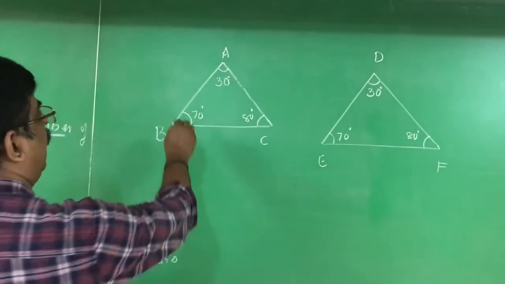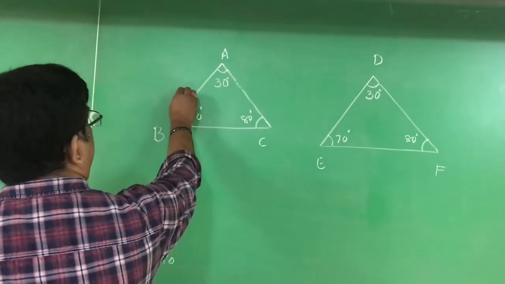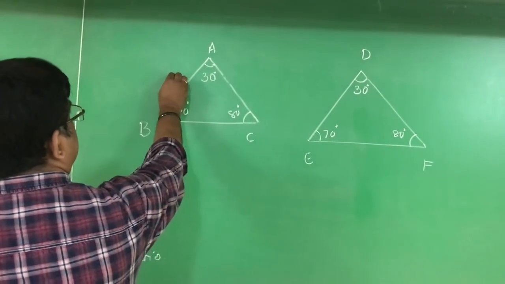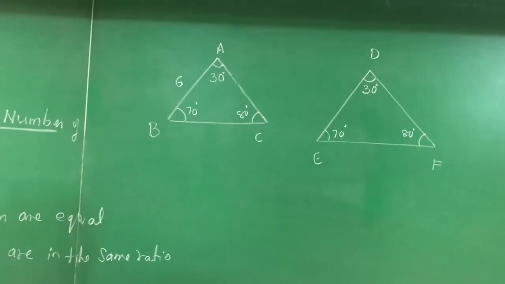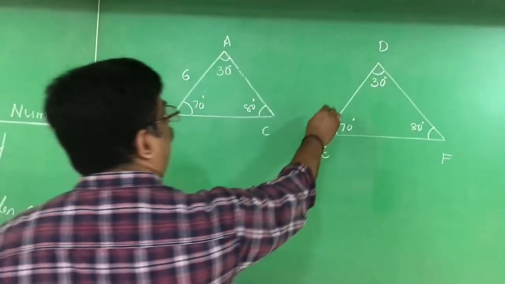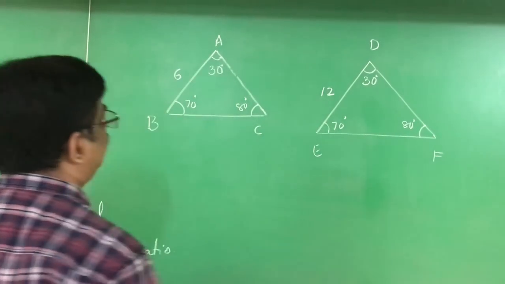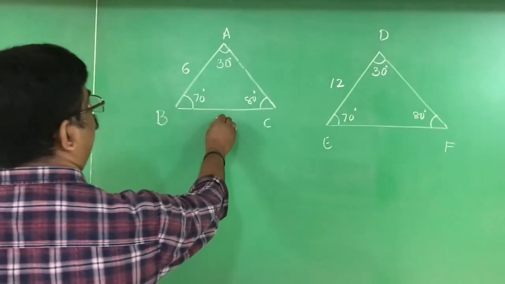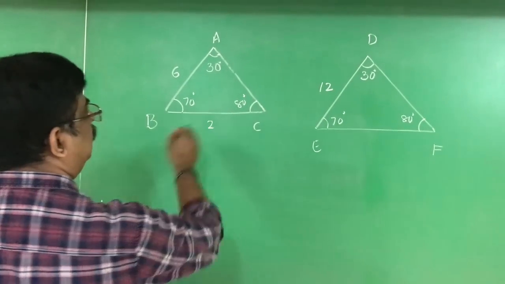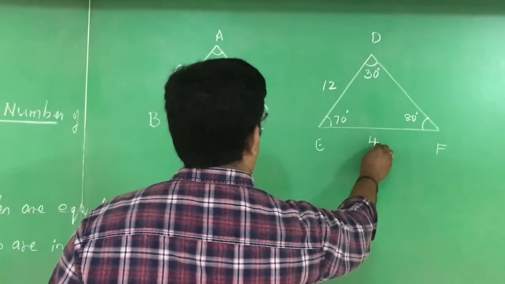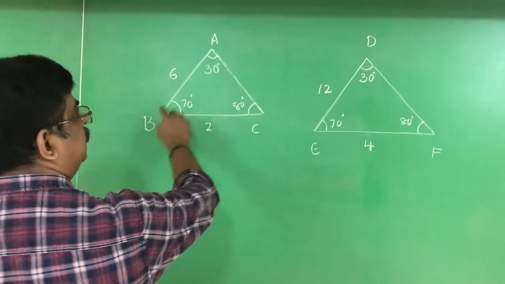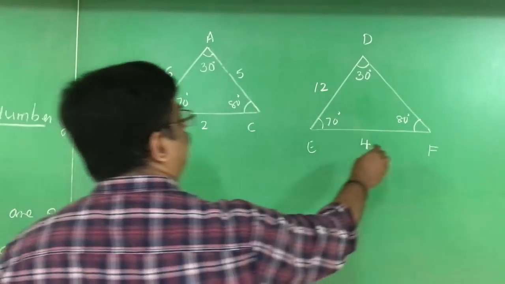And I mark this side as 6. This is 6. I write this is 12. This is 2. This is 4. This is 5. This is 10.